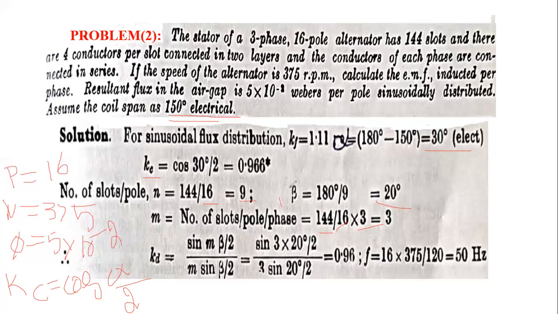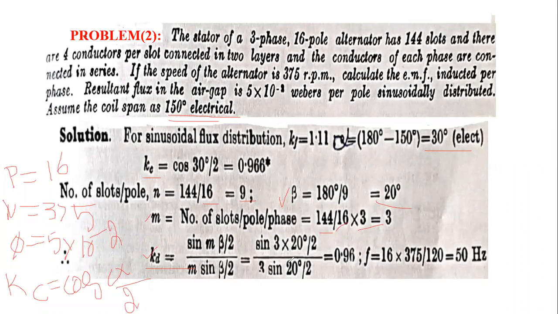After calculating beta and M, we calculate the KD value, that is the distribution factor. What is the formula for KD? That is sin of M beta by 2 divided by M sin of beta by 2, where M is equal to 3 and beta is equal to 20 degrees by 2. Then we calculate the distribution factor KD.